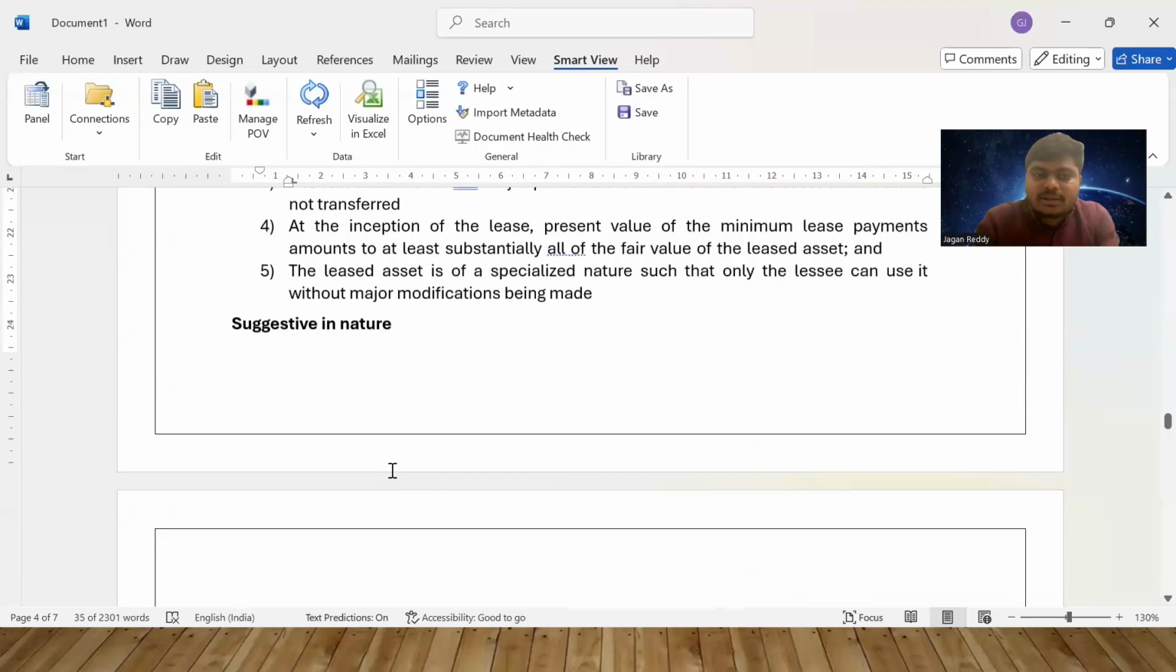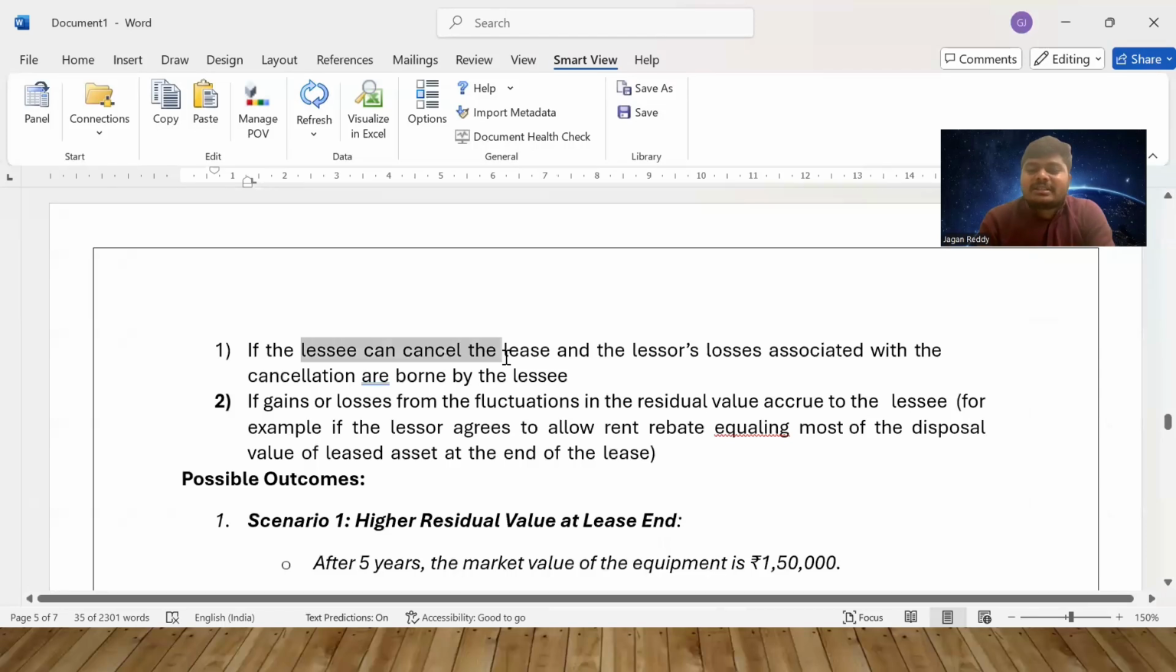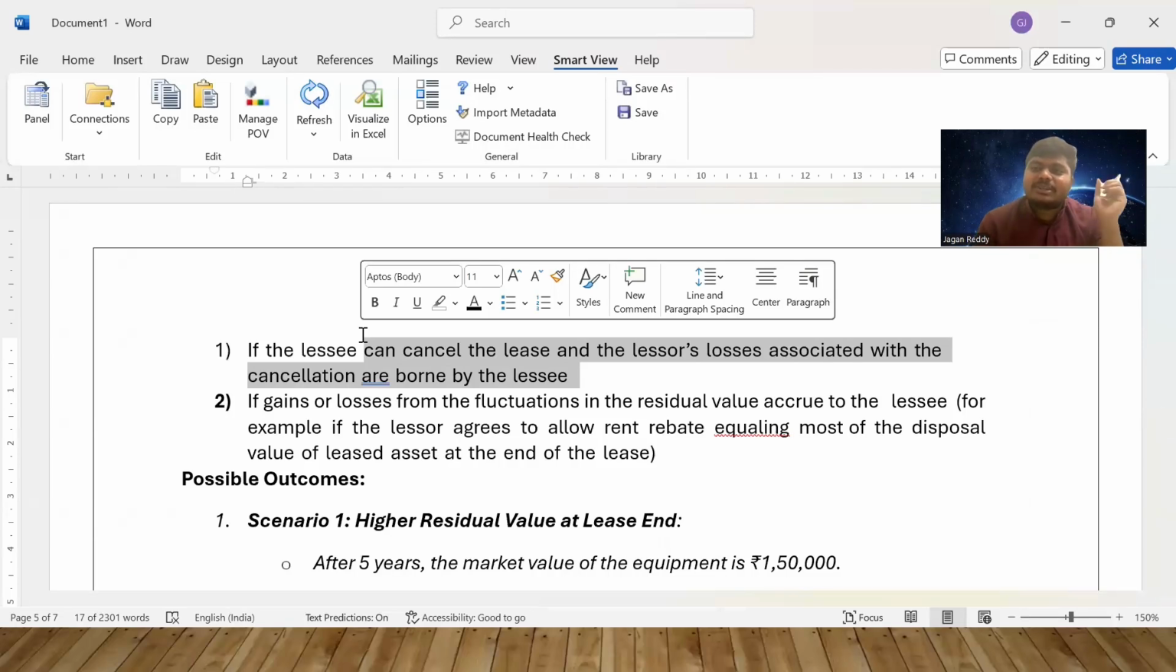Those three conditions are not that important. What they are saying is, if the lessee can cancel the lease and the losses associated with that are borne by the lessee only. If the contract is cancelled and any loss associated with the lease agreement is borne by the lessee, is it a finance lease? No, no. These are just suggestive in nature. If these conditions are there, then you might think it may come under a finance lease, but it is not surely a finance lease.